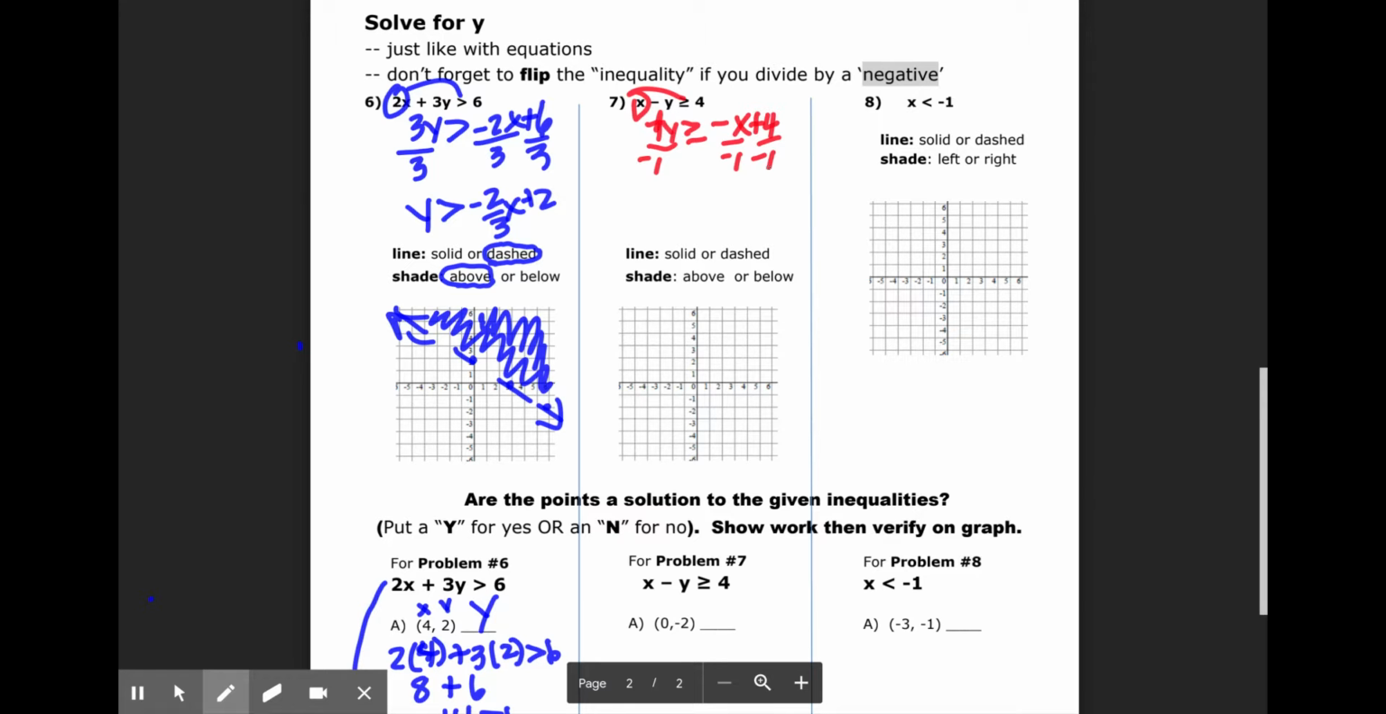When you divide by a negative, you're going to flip the inequality symbol. And then negative 1x divided by negative 1 is a positive 1x, and 4 divided by negative 1 is negative 4. So this is going to be a solid line, and it's less than, so we're going to shade below. We start at negative 4 down here, and then just continue to go up 1 over 1.